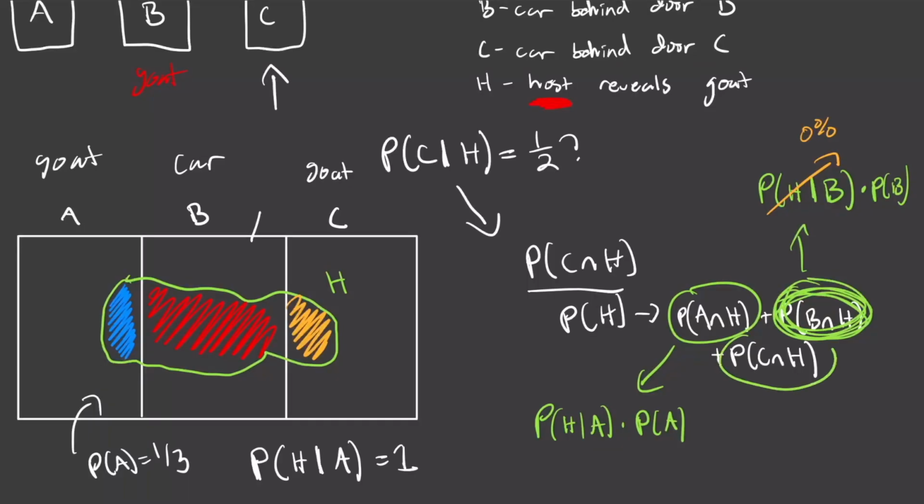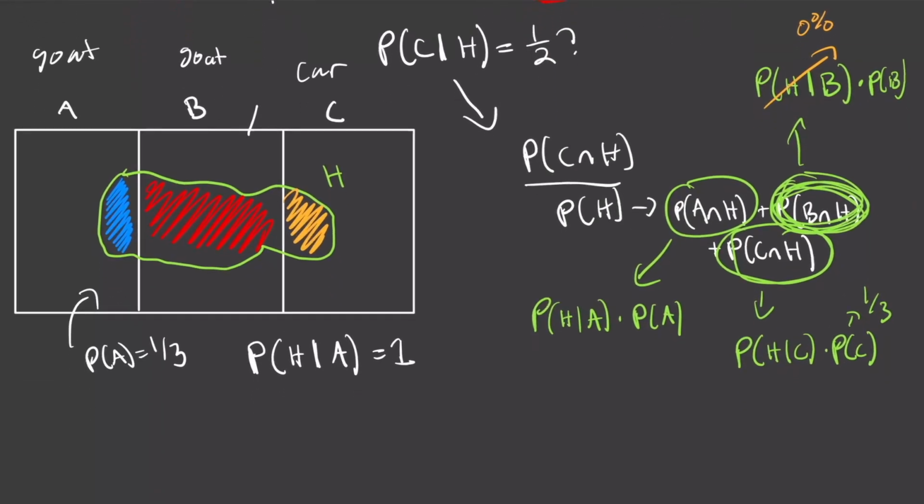And now let's look at the intersection C with H. We already know how we're going to calculate this. We're going to take the probability of H given C times the prior, the probability of C, which we already know is 1/3. So what's the probability he reveals door B as a goat, given that the car is behind door C? Now door A and door B both have goats behind them, so the host could have chosen either door to reveal as the goat. So this is going to be 1/2, right? This is 50% odds that he chose door B out of the 2 doors.